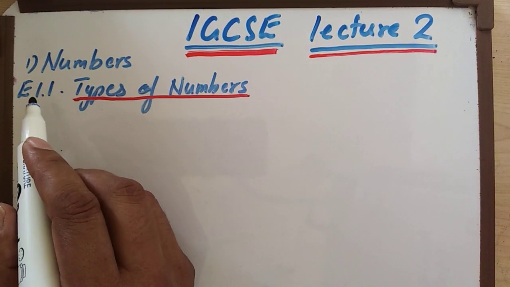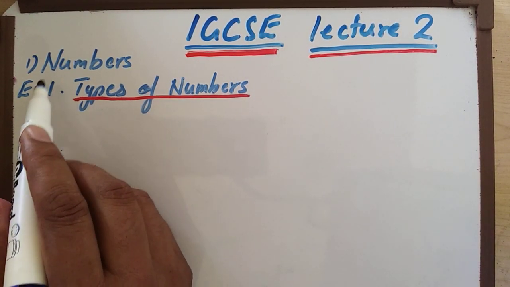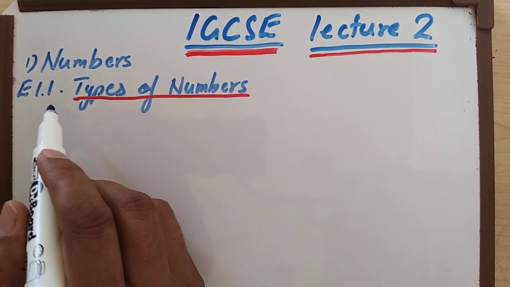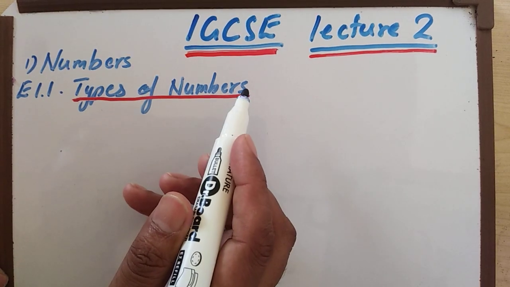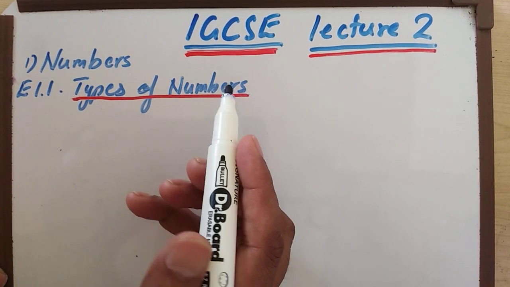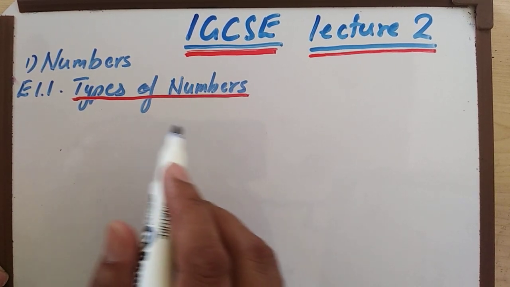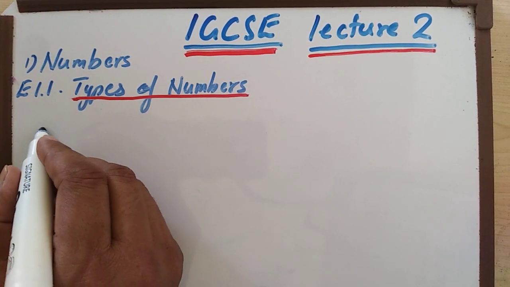We will continue the same topic, the numbers, and the syllabus topic, that is E1.1, types of numbers. In our previous lecture we have discussed some numbers. There are some more numbers that we are going to discuss today.